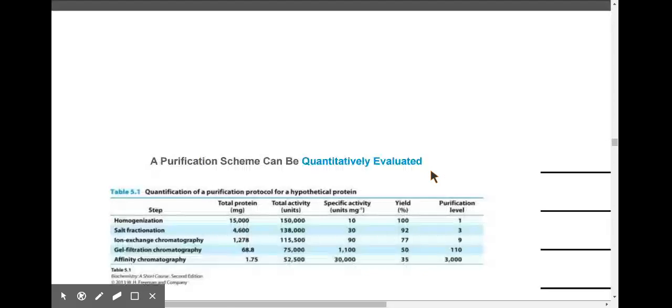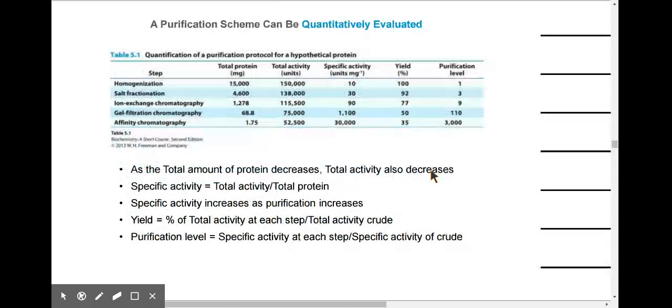We can keep track. And so this table is keeping track after every step: homogenization, salt fractionation, ion exchange chromatography, gel filtration, and affinity chromatography. And you notice as our total milligrams of protein decreases as the purification process is going forward, our total activity decreases, which makes sense, right? We have less protein, we have less activity at each step. But look at our specific activity increasing over here from 10 to 30,000. And so that specific activity, again, is a ratio, right? It's a ratio of the total activity to the total protein. So that's why it's increasing, because we're enriching our enzyme that's in solution.